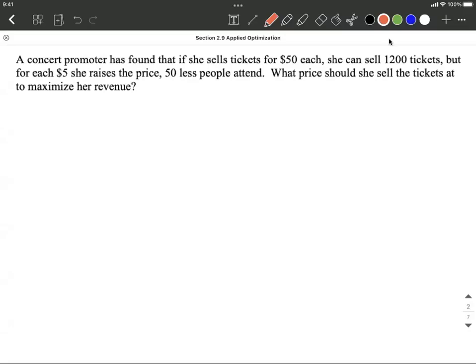Okay, a word problem where we're trying to optimize our revenue. A concert promoter has found that if she sells tickets for $50 each, she can sell 1,200 tickets. But for each $5 she raises the price, 50 fewer people attend. 50 fewer tickets are sold. So at what price should she sell the tickets to maximize her revenue?